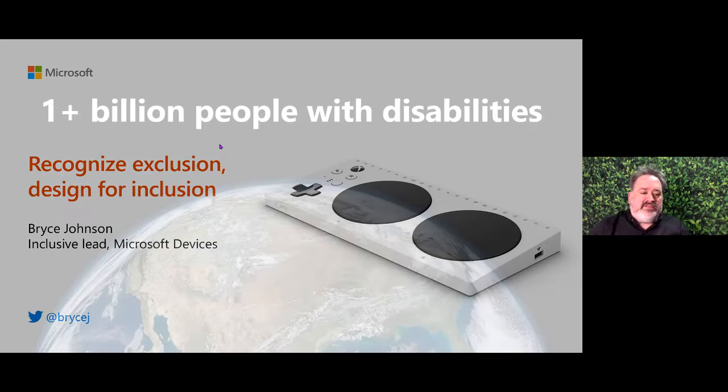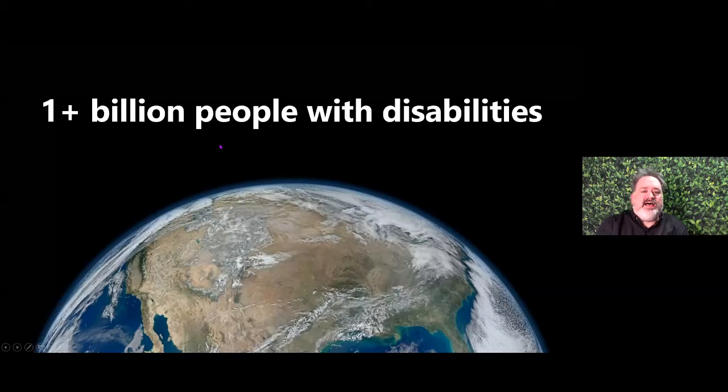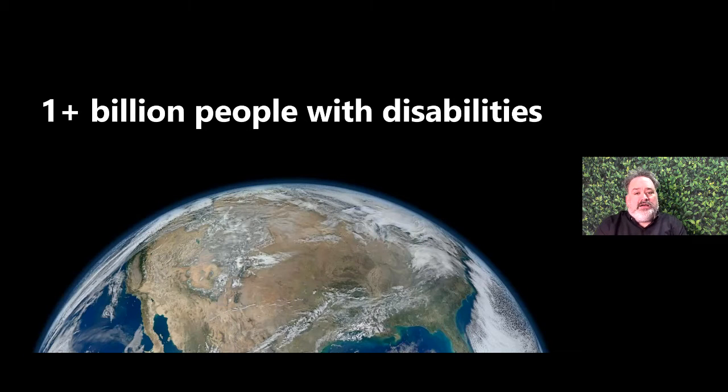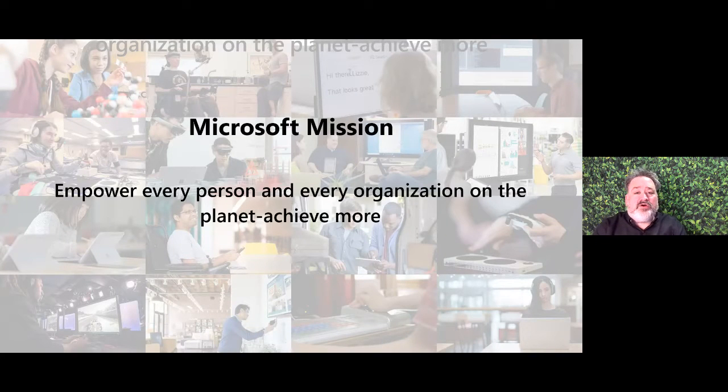So the thing that we have to realize as makers of products is that there are over 1 billion people in the world who have a disability. It's somewhere between 15 and 20%. It depends on how you tend to look at it. And what we believe at Microsoft is that their exclusion harms us all. And so our mission at Microsoft is to empower every person in every organization on the planet to achieve more.